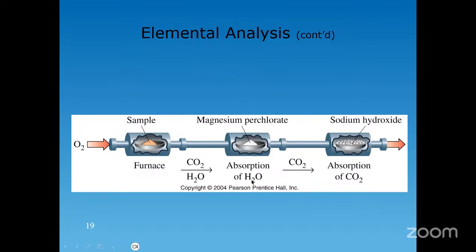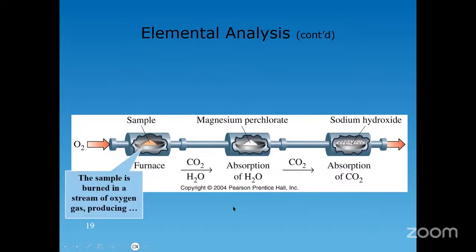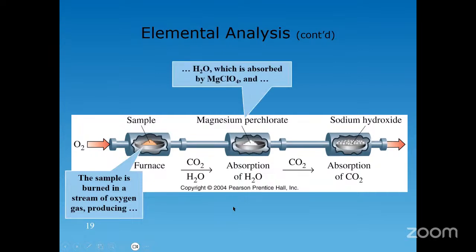So therefore, you can determine the mass of water that is absorbed here, the mass of carbon dioxide that is absorbed here, and then based on those masses, you can determine the mass of carbon and hydrogen and oxygen that is present in the original compound. All right, so this is just rehashing what I just said. Water is absorbed by the magnesium perchlorate, and carbon dioxide is absorbed by the sodium hydroxide.